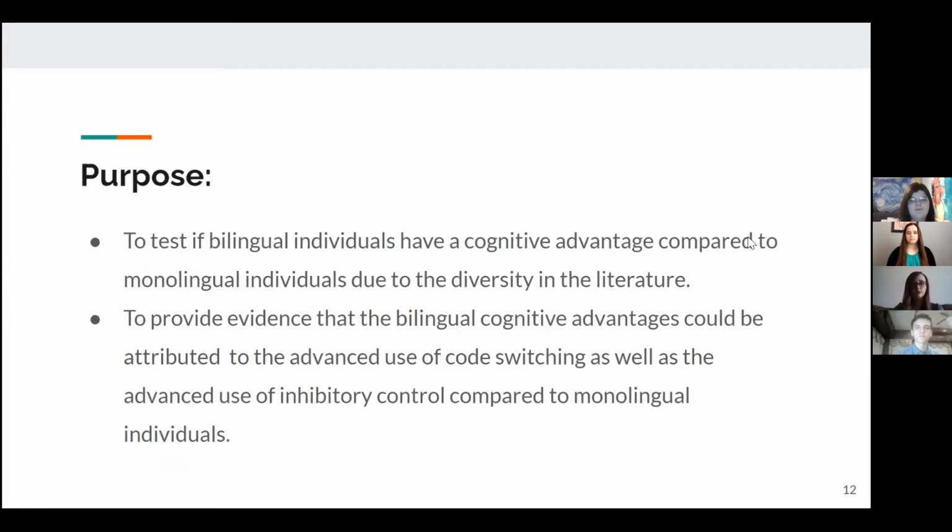Our purposes for wanting to look at this were to test whether bilingual individuals had a cognitive advantage and to show that these potential advantages could be attributed to the frequent use of code switching and inhibitory control.